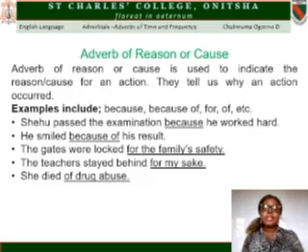Let's now discuss another type of adverb, which is adverb of reason or cause. Adverb of reason or cause is used to indicate the reason or cause for an action. They tell us why an action occurred. Examples include because of, for, of, etc. Number 1. Shehu passed the examination because he worked hard. He smiled because of his results. The gates were locked for the family's safety. The teacher stayed behind for my sake. She died of drug abuse.